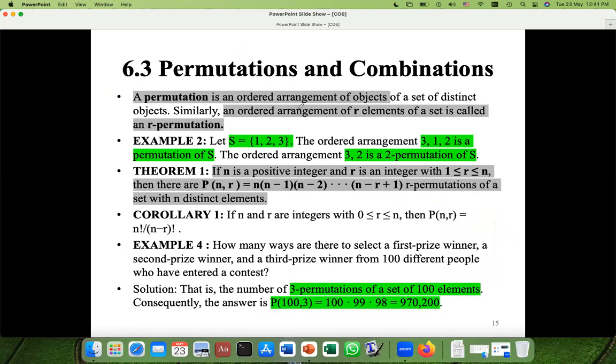Moving next to section 6.3, which is about permutations and combinations.